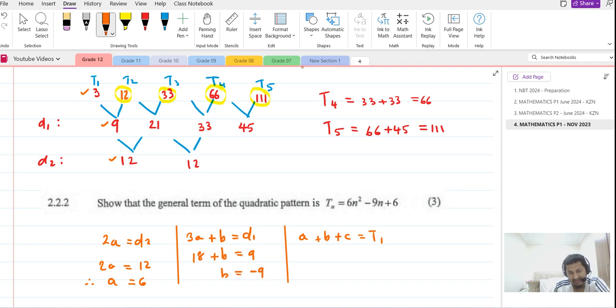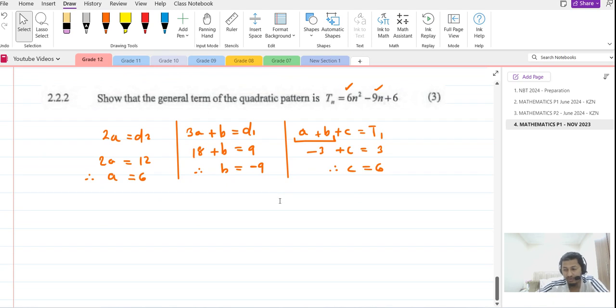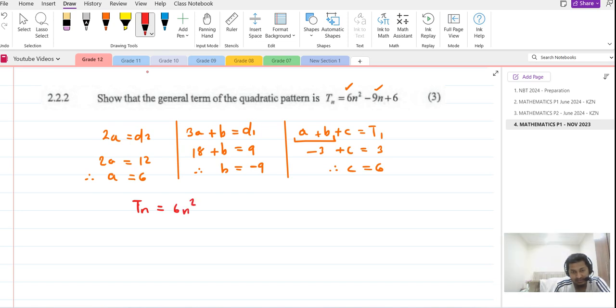So we're getting a is 6, b is negative 9. Now what's a plus b? 6 minus 9, which is negative 3, plus c is equal to term 1. What's term 1? 3. So the value of c is 6. I hope you guys are understanding. Right, so we got the value of c, which is 6. So therefore, Tn is equal to 6n squared minus 9n plus 6. Right, so we have the answer.